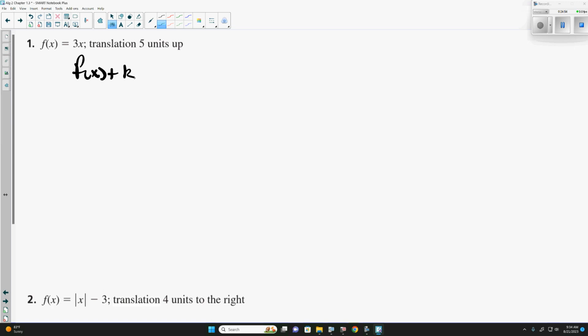Now, did they tell us what we need to name this function? No? So we could pick one. We could say, well, g of x. This really doesn't matter. We just need a way to name it. Now for this one here, what is our value of k? Positive 5. So we're going to replace k with 5. Positive 5.